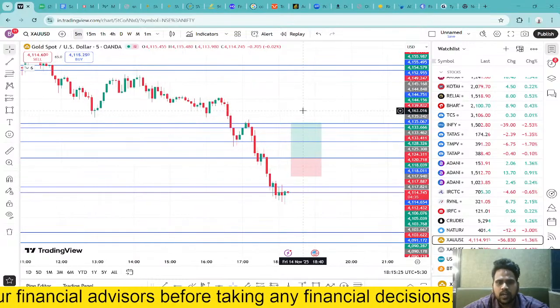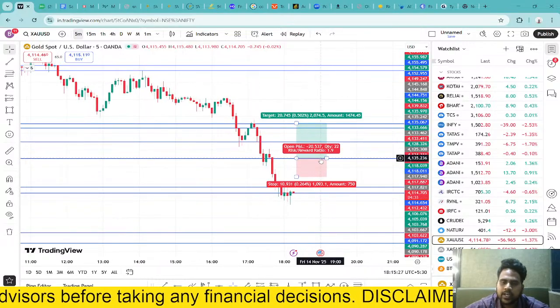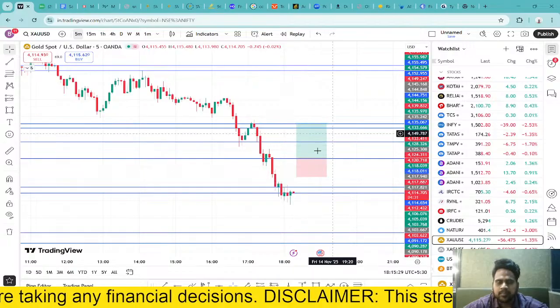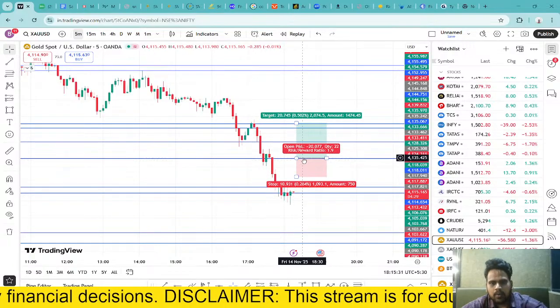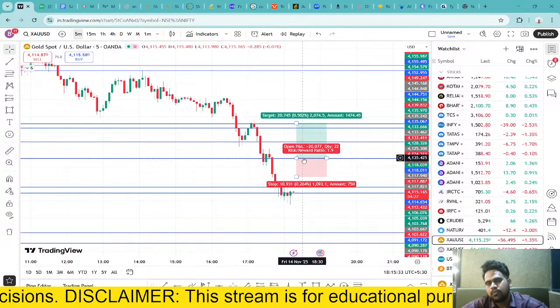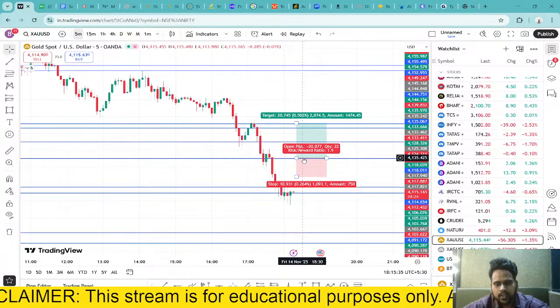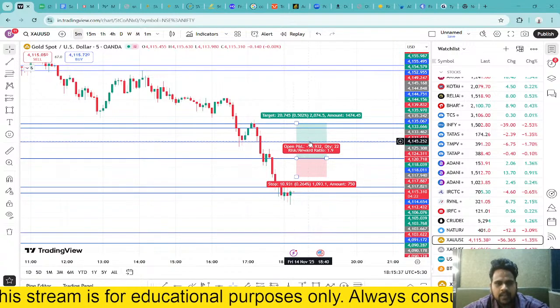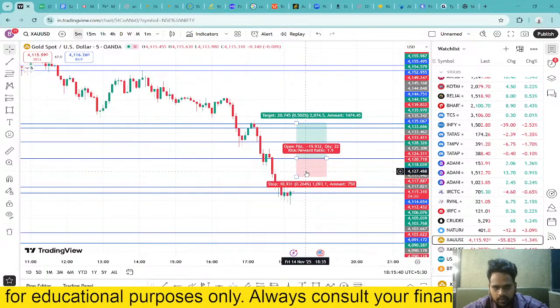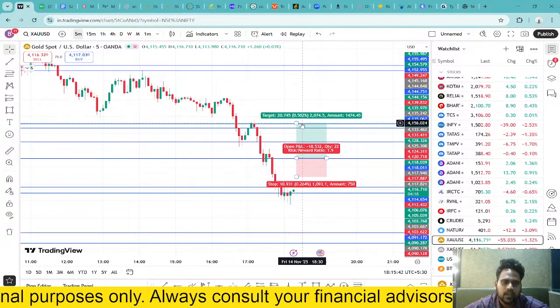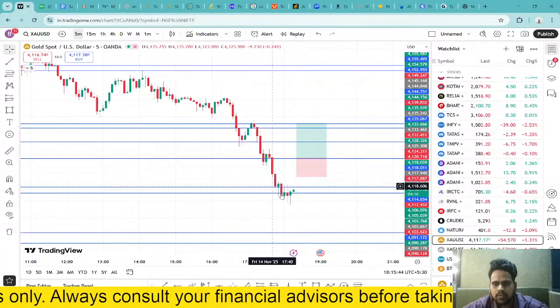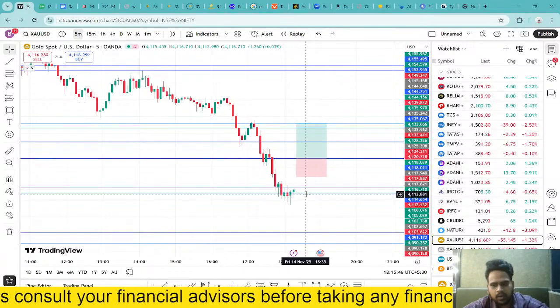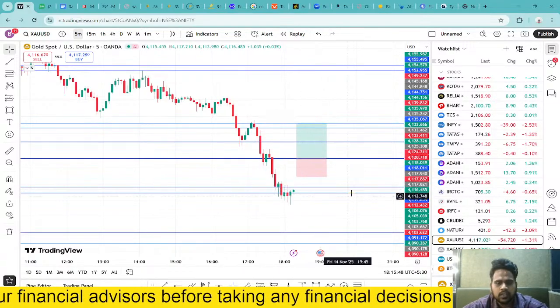Algos help you do what you need to do. If you want to punch an order above the line crossing, that is 4135. If the price goes above this, we can take a trade here, and keep a 10 point stop loss and a 10 to 20 point target. This is how we need to plan a trade over here.